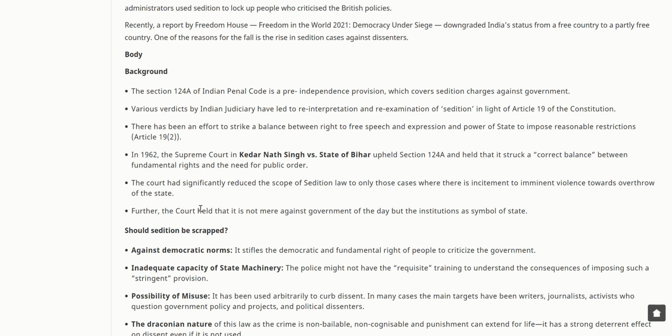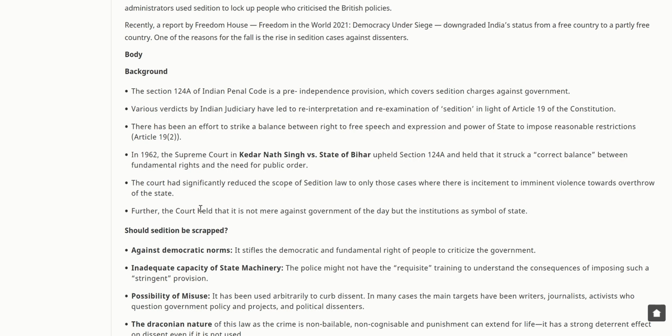Section 124A of the Indian Penal Code is a pre-independence provision introduced by the British government, wherein it covers the sedition charges against the government. Anybody who raised his voice against the government was charged with sedition in those days. Various verdicts by the Indian judiciary have led to reinterpretation and re-examination of sedition in light of Article 19 of the Constitution. There has been an effort to strike a balance between the right to free speech and expression and the power of the state to impose reasonable restrictions, which is given in Article 19, Clause 2.